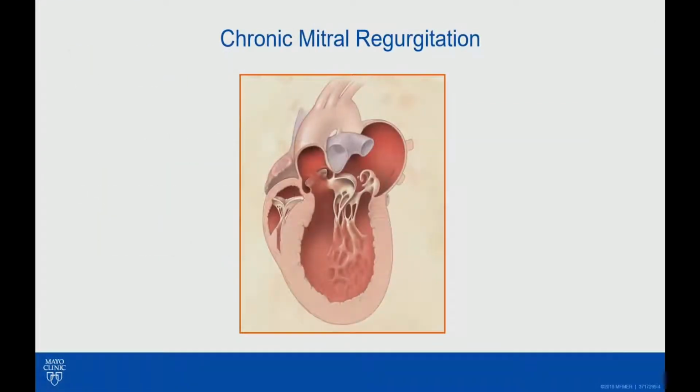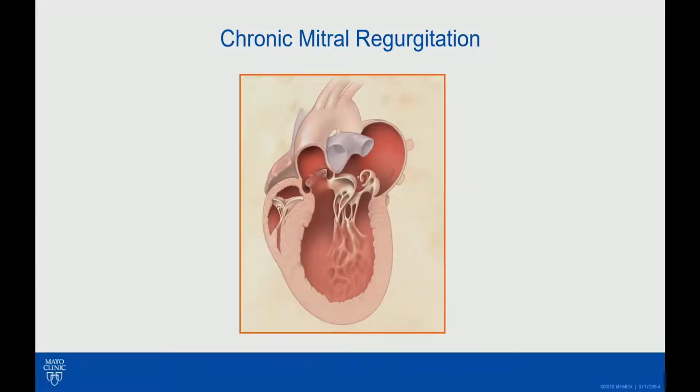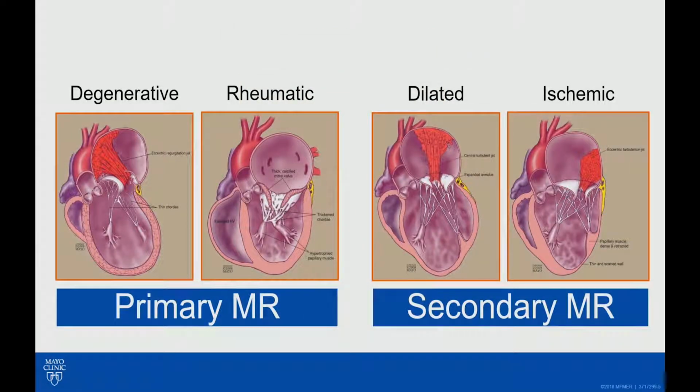So we're going to talk about chronic mitral regurgitation. I'm not going to address acute mitral regurgitation, but we're going to talk about chronic mitral regurgitation. Remember, there's primary MR and secondary MR. Think about the AV valves as actually being part of the ventricles they go with. So the tricuspid valve is part of the right ventricle. The mitral valve is part of the left ventricle.